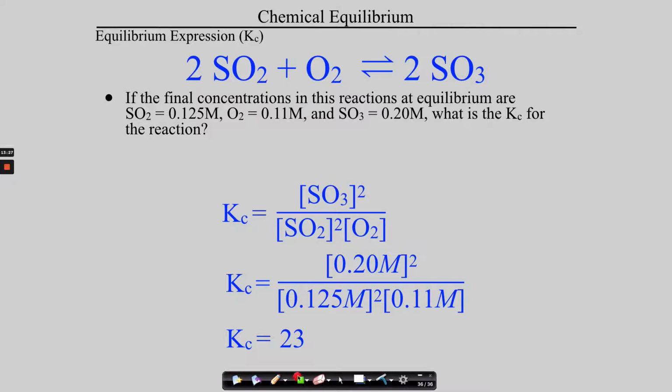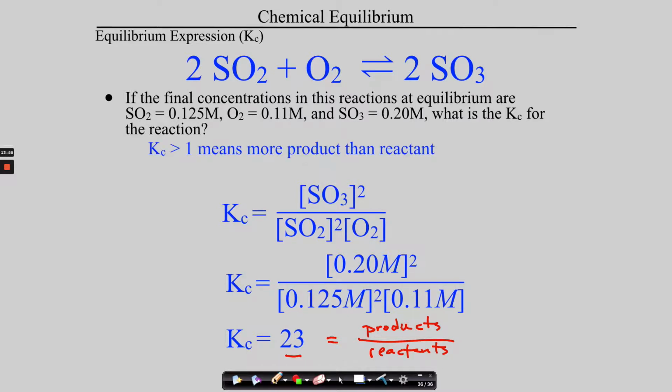Okay. Well, if we think of our ratio, we remember that our ratio is a ratio of products over reactants. Because of that, even though there's no units here, this value can give me some information about the relationship between the products and reactants in this equilibrium. What does this tell us? If this number is 23, it tells me that there's more product than reactant. Anytime Kc is bigger than 1, that means I've got more products than reactants in this equilibrium.